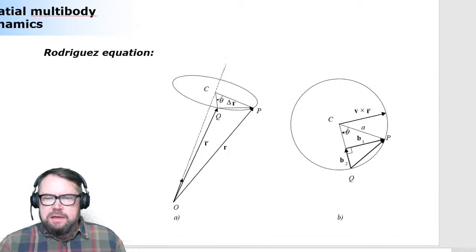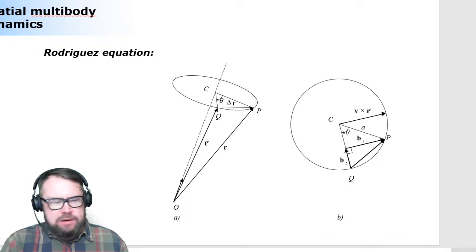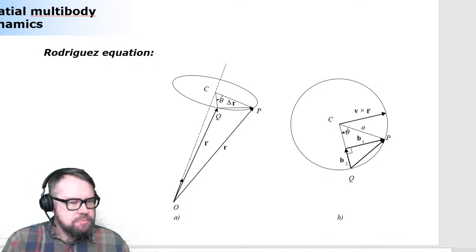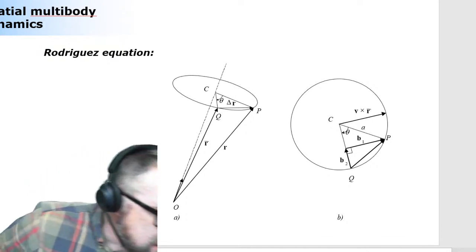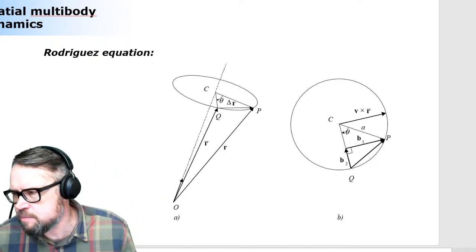Finally, let's look at the Rodriguez equation. This one here is explaining the situation, so let me explain it to you. I need some additional tools to be able to explain it to you.